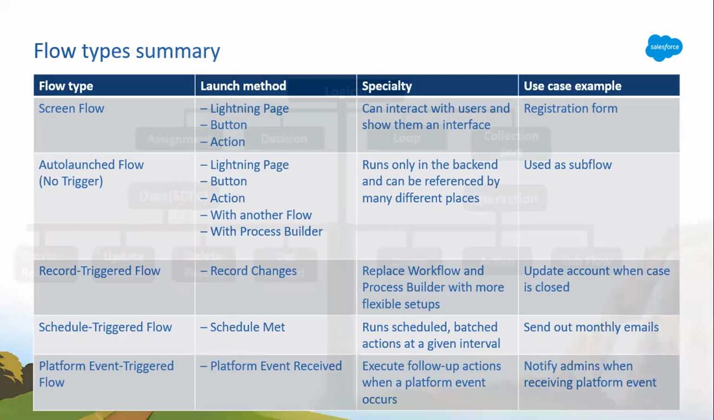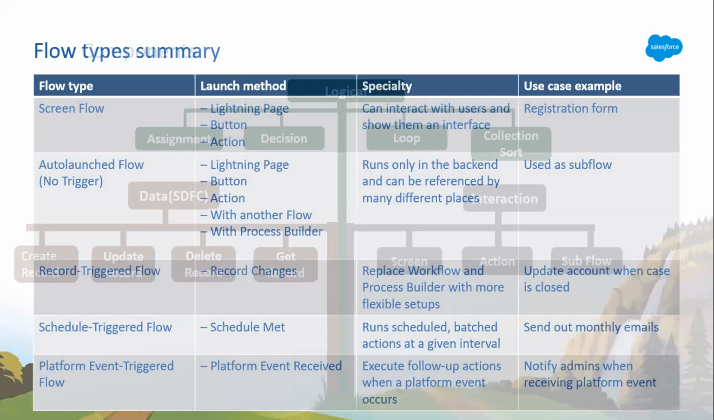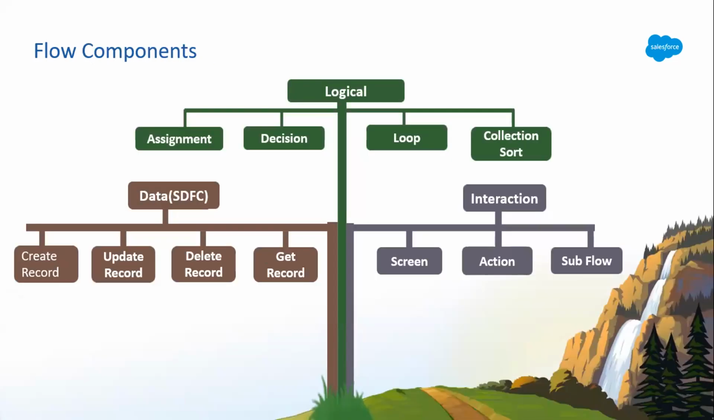Next, we'll see what the flow components are. Here, the flow components can be categorized as logical, data, and interaction components. The logical components in a flow are assignment, decision, loop, collection, and sort. These are the main logical components in the flow. For the data components, we have create record, update record, delete record, and get record. And for interaction, we have screen, action, and subflow. You have to remember that the screen component is available only in screen flows.